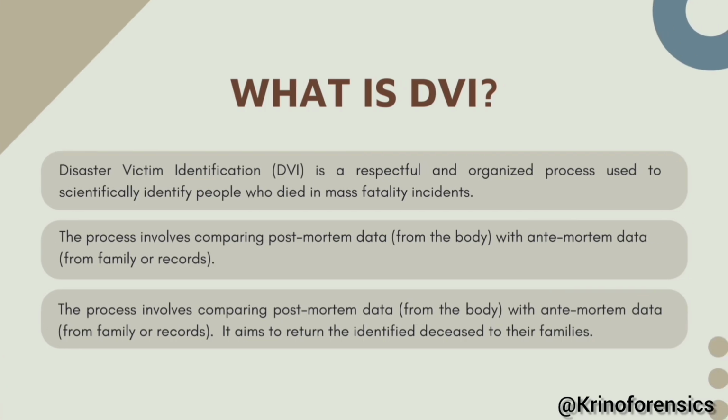Here comes our main topic, disaster victim identification. Disaster victim identification is a scientific and respectful process of identifying people who have died in mass disaster events. By comparing the information from the bodies with the details provided by the families, official records, or the evidence collected from the scene of crime, it helps to return the deceased to their families. The main aim of disaster victim identification is to identify the victims and return them to their families with respect.